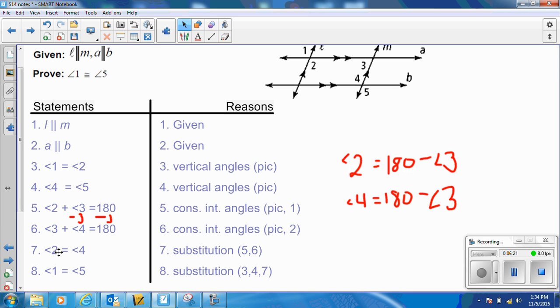So for statement number 7, I took that angle 1, plugged it in right here. Statement number 4, I took that angle 5, plugged it in right here to get angle 1 equals angle 5.